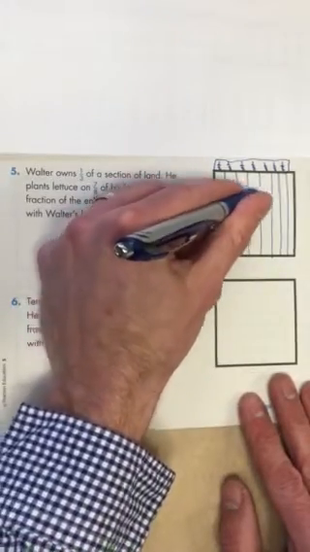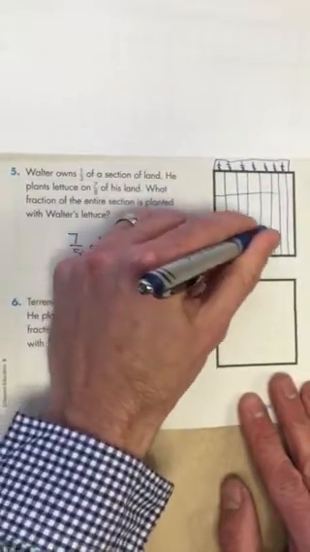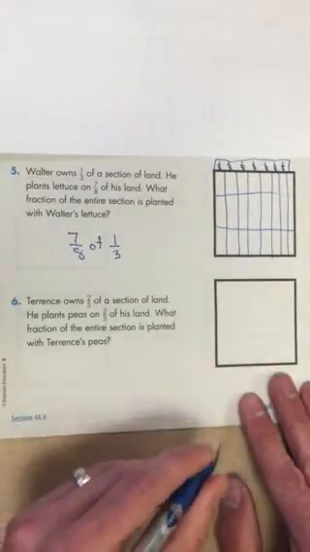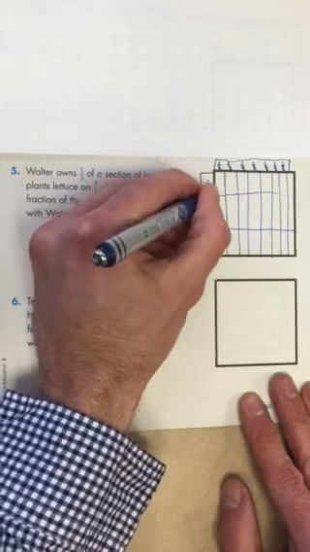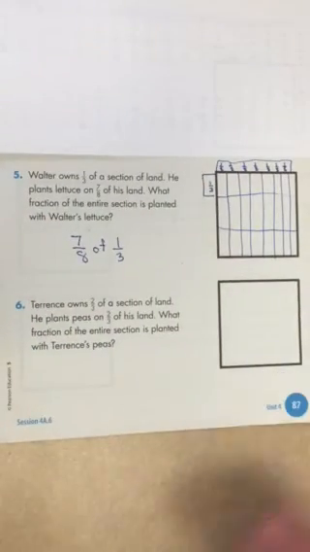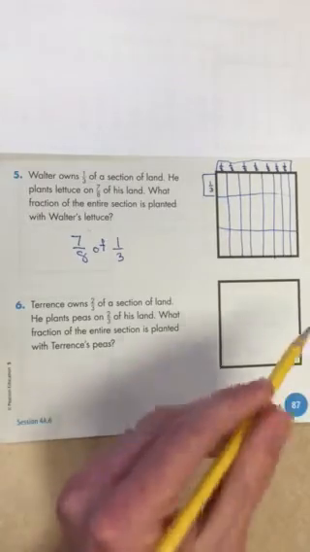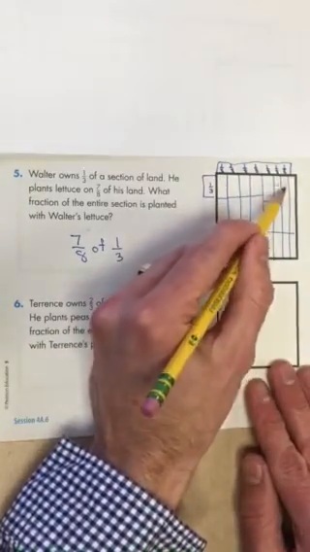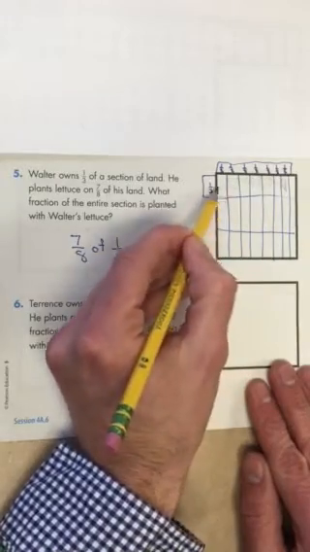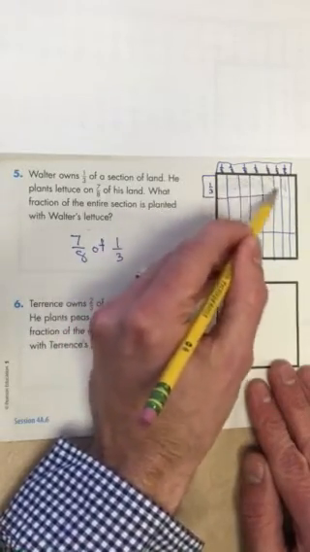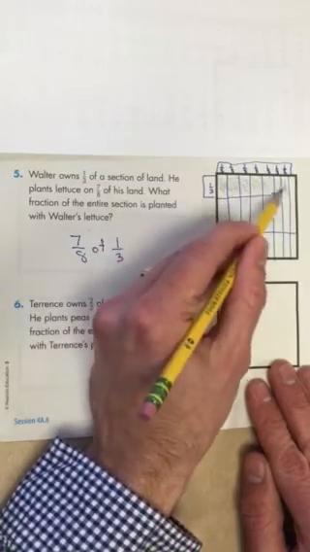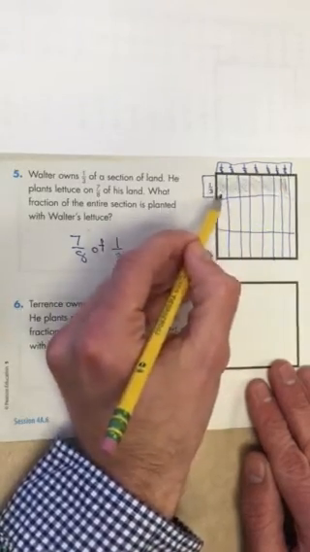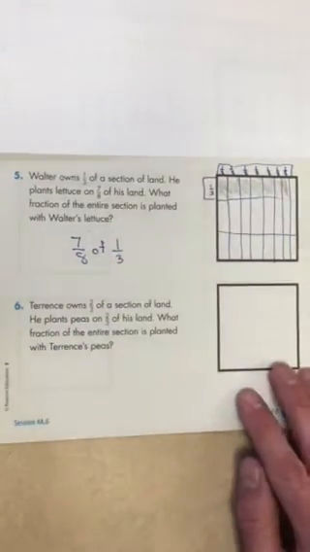So here, we have broken that up into thirds, and then I'm going to label that 1/3. So there is that. Now, what I'm going to do is shade in all the sections that I have a box around the fraction. So I'm going to shade this in just right here like this. And that section right there represents lettuce that is going to be planted on Walter's property.